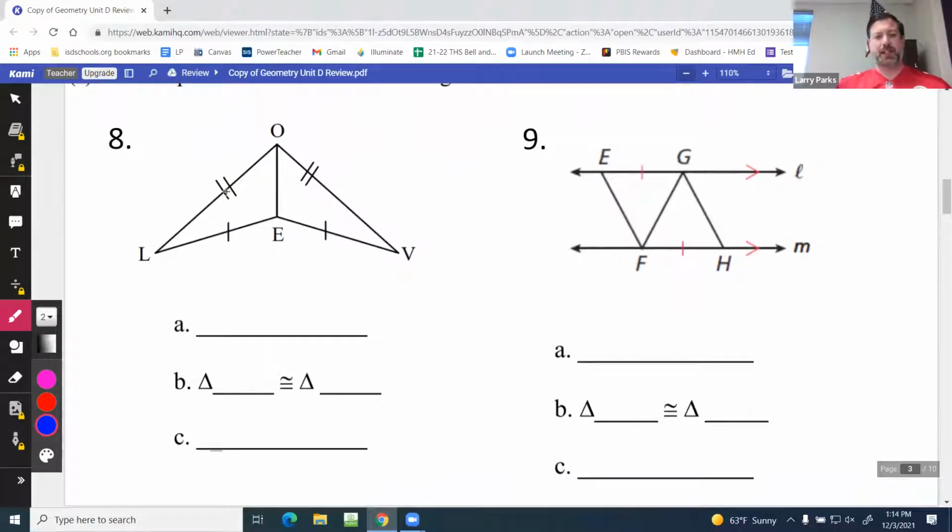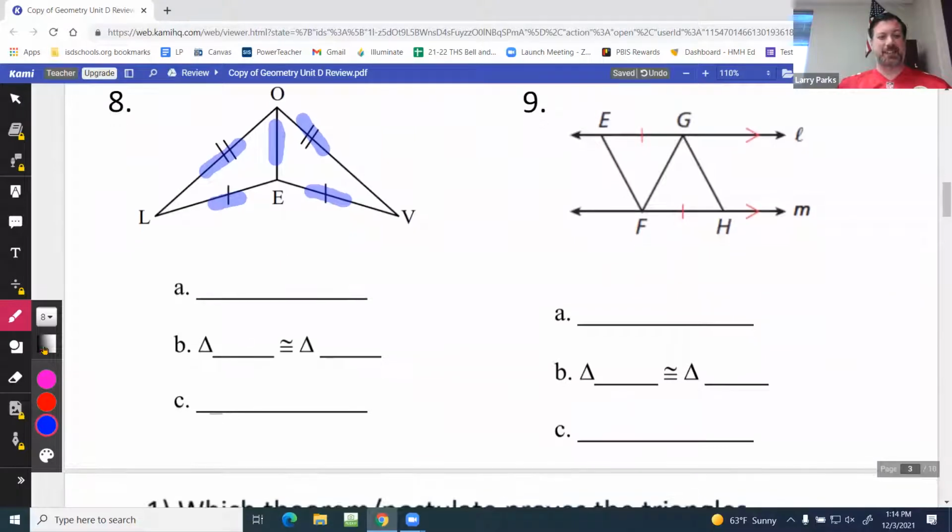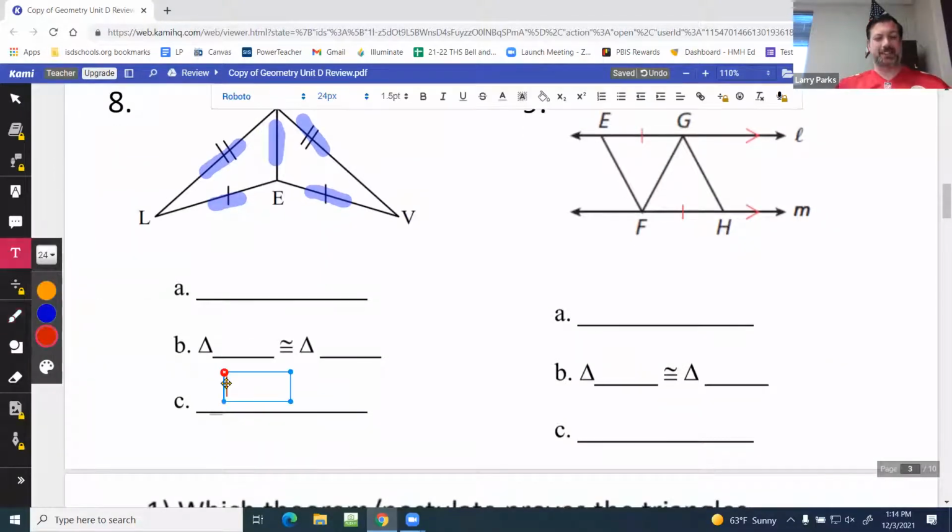So looking at this, A, are they congruent? Well, we have S. We know this side equals this side. We know this side equals this side. And we also know that this side equals this side. So that'd be SSS. So by SSS, yes, they are congruent.